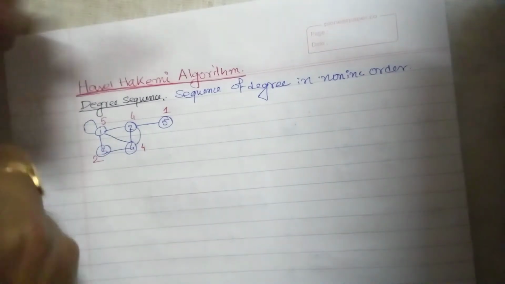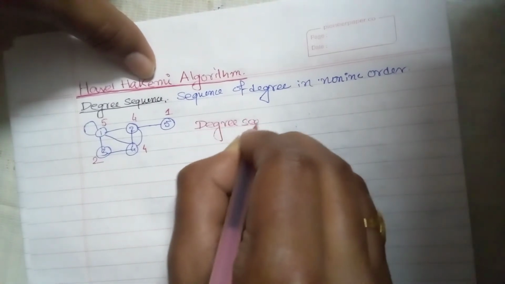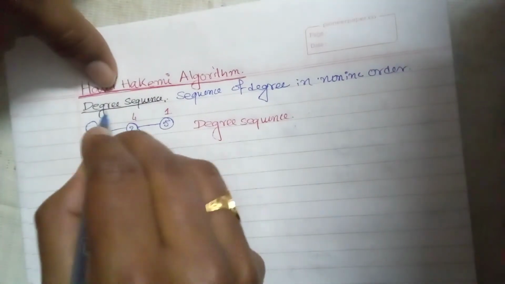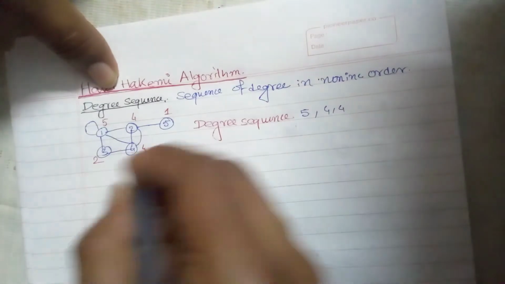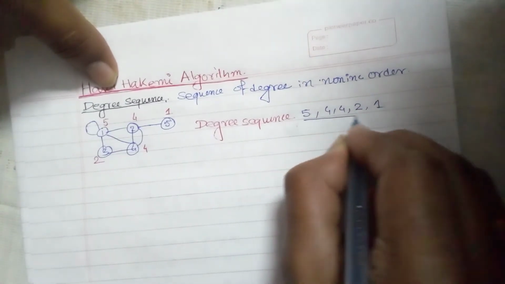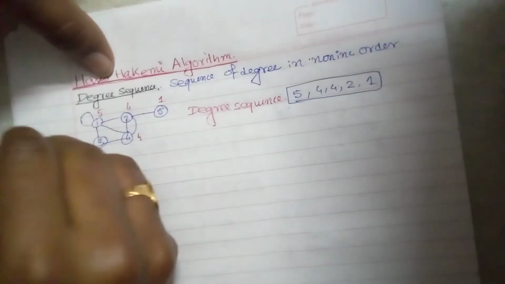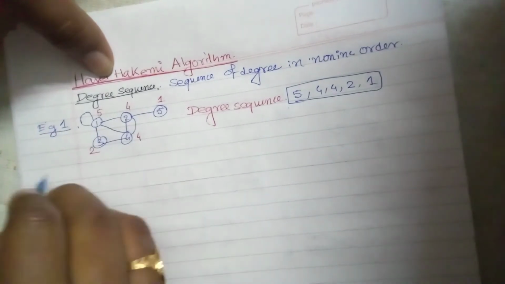Okay, so what will be the degree sequence of it? What is the degree sequence of this graph? We can write the maximum degree is 5, then we have two 4s, then we have 2 and 1, 1. So this is the degree sequence of this graph. Okay, clear? I think this is clear. This is example 1. Now we'll see another example.